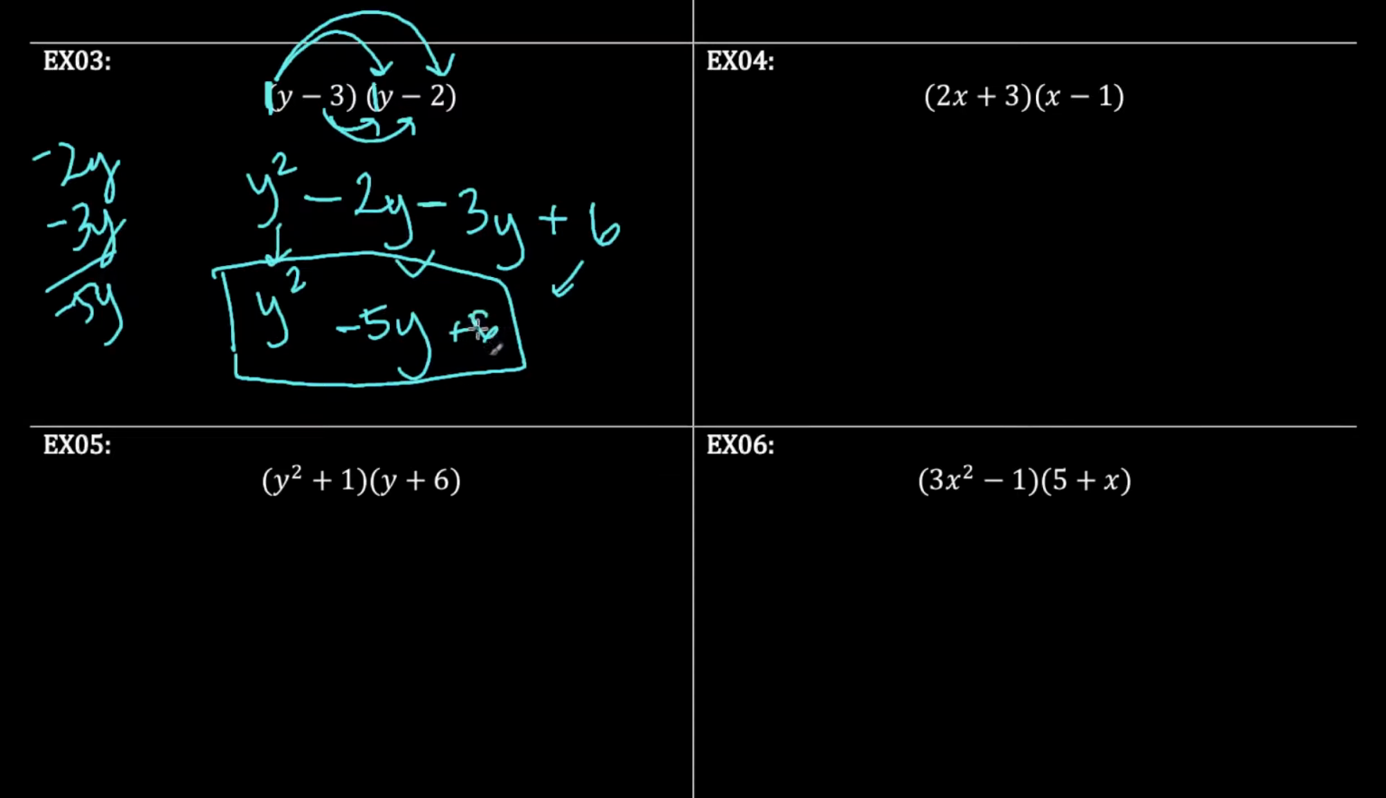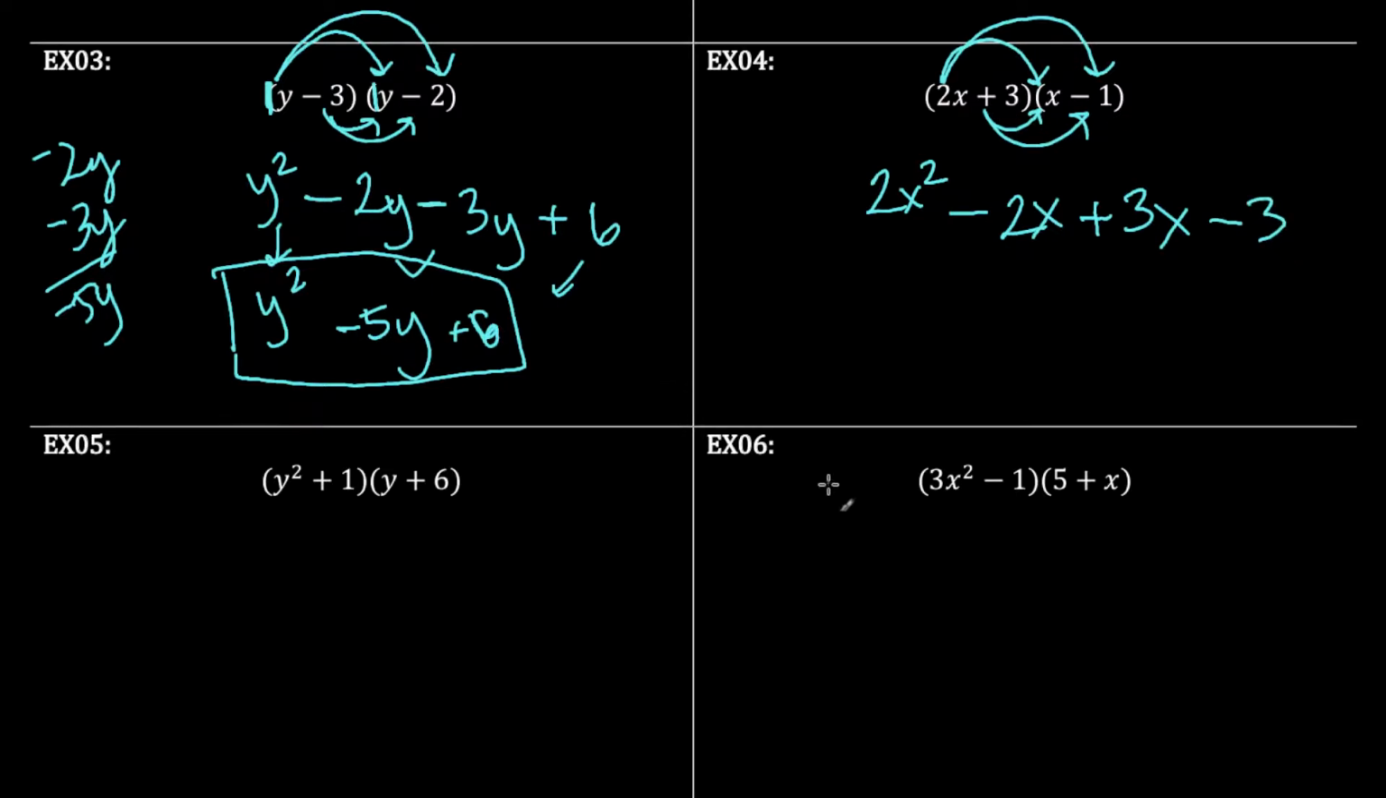So let me try to make that look more like a 6. All right, so 2x times x is 2x squared. A positive times a negative is a negative. 2x times 1 is 2x. Positive times a positive is a positive. 3 times x is 3x. A positive times a negative is a negative. 3 times 1 is 3.